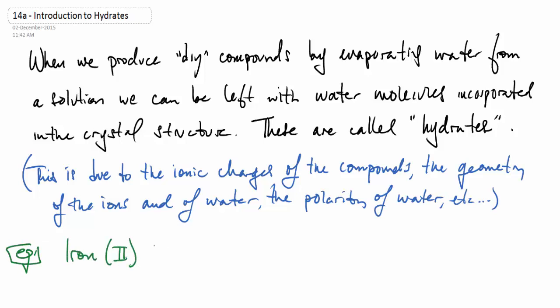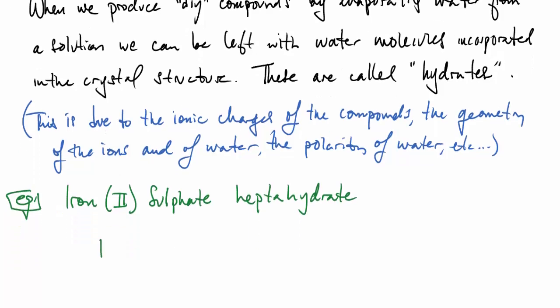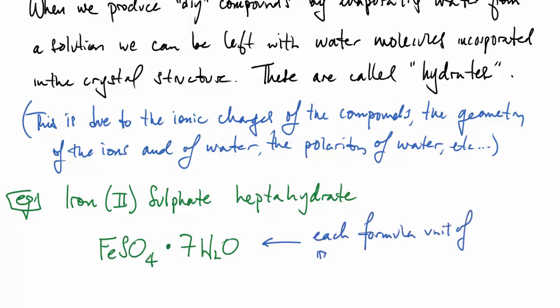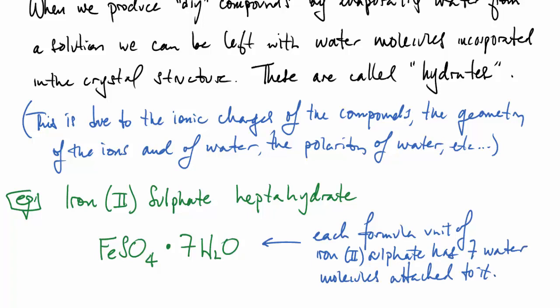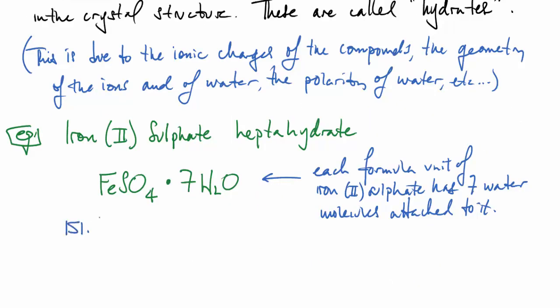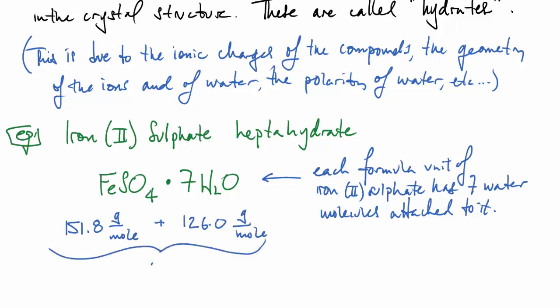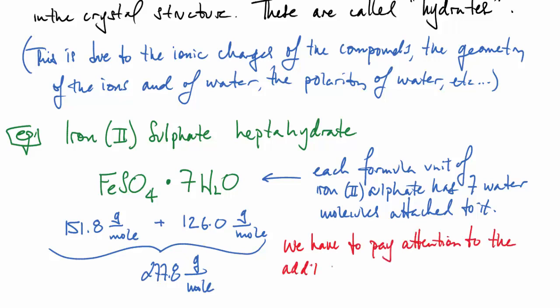One of these compounds is iron 2 sulfate, and iron 2 sulfate forms a heptahydrate. The idea being that every one formula unit of iron 2 sulfate has 7 waters attached to it, incorporated in its crystal structure. When we go to calculate the molar mass here, just make sure we add the molar mass of all that water. So 151.8 for the iron sulfate and 126, which is 7 of those 18s from the water. So the total molar mass of this thing is 277.8 grams per mole.